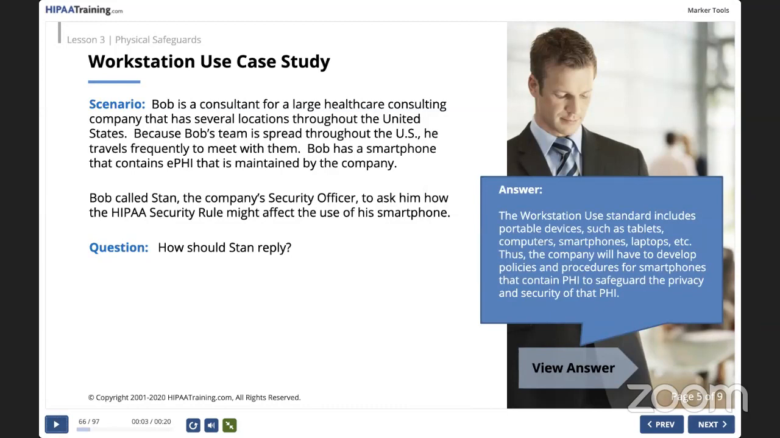The workstation use standards includes portable devices such as tablets, computers, smartphones, laptops, etc. Thus, the company will have to develop policies and procedures for smartphones that contain PHI to safeguard the privacy and the security of the PHI.